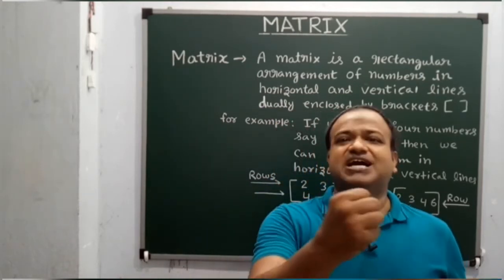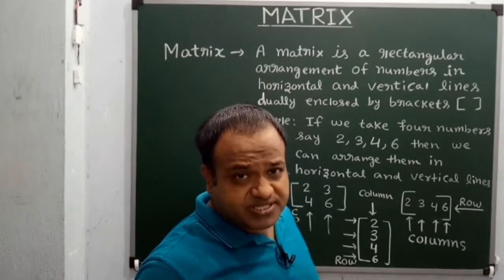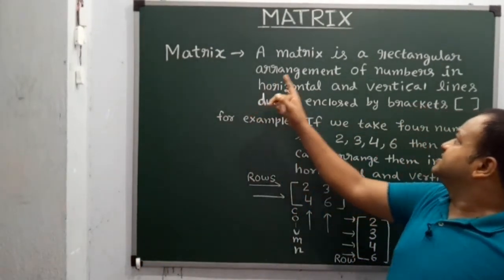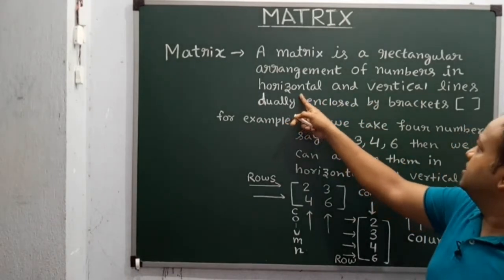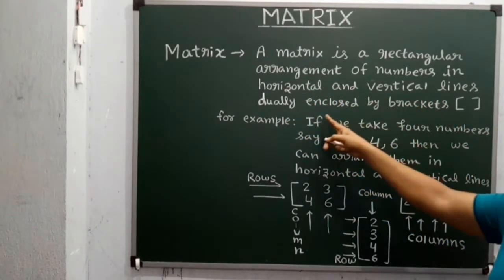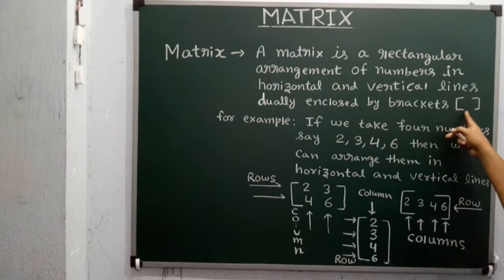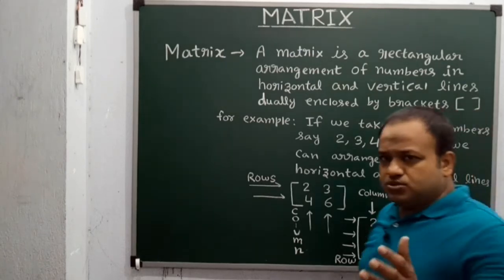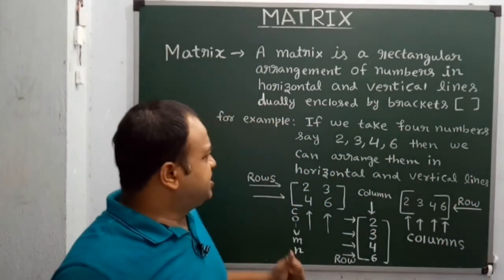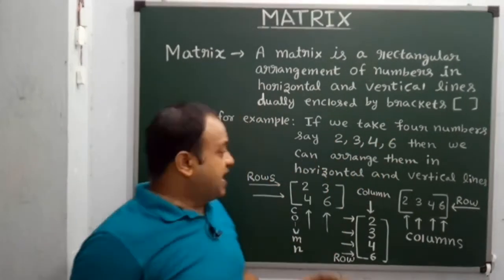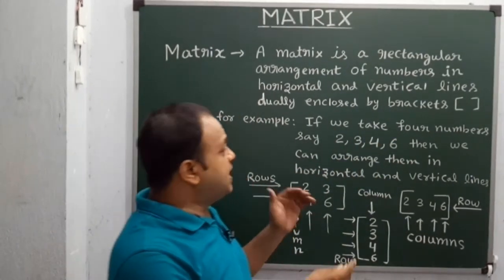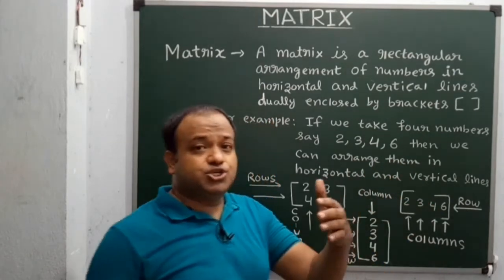So let's start the class. What is matrix? Well, matrix is a rectangular arrangement of numbers in horizontal and vertical lines duly enclosed by brackets. Now suppose if I take four numbers here 2, 3, 4 and 6, and what we have to do, we have to arrange them in horizontal and vertical lines.